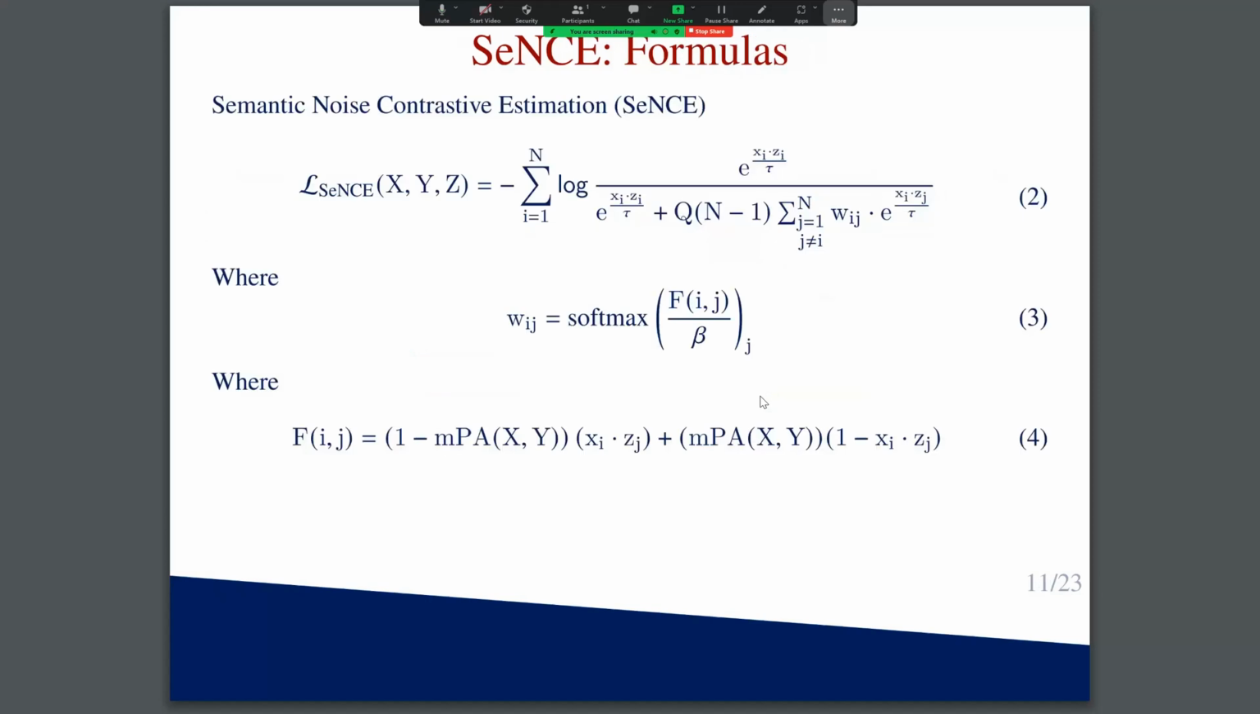And here is the formula breakdown for the SeNCE loss. Given the clear image X, the real rain image Y, and the generated image Z, we take the negative summation of the log of the positive patches divided by the positive patches plus all the negative patches. Here we're using adaptive weight Wij, which equals the softmax function of Fij divided by this hyperparameter beta, where Fij is equal to, intuitively, the agreement and disagreement between the semantic information MPaXY and the pixel-level information Xi multiplied by Dj.